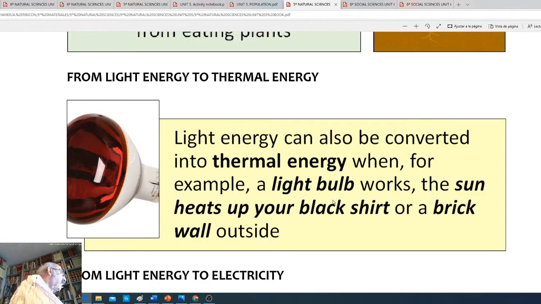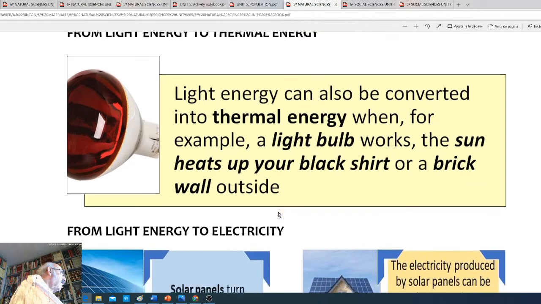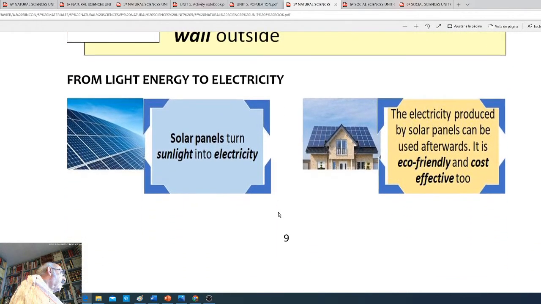Okay, the sun is another example. The sun heats up your black shirt or a brick wall outside. And another very interesting example of transformation is light energy changing into electricity. And we have the example of the solar panels. Okay, all of you know that solar panels are able to change light energy into electricity. And this electricity that is produced by solar panels can be used afterwards. It's eco-friendly and cost-effective too.